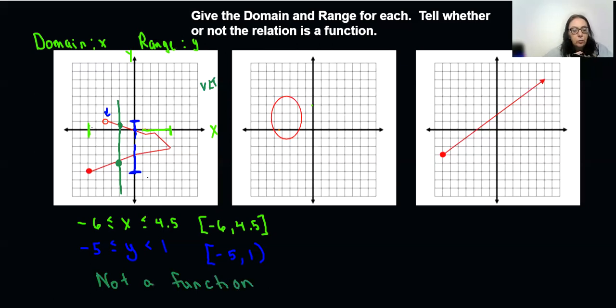Let's take a look at our next one. We got an oval here. So first of all, let's look at our x, which is our domain. So how far over does the graph go on the x-axis? So if I follow this farthest point down, it's about right here. And over here, it's about right there. So that's my domain. So if I count 1, 2, 3, 4, 5.5. So -5.5, and it's closed. There's no open circle there. x, because it's domain. And then how far to the right? It's at 1.5.